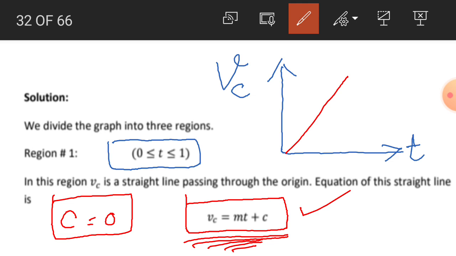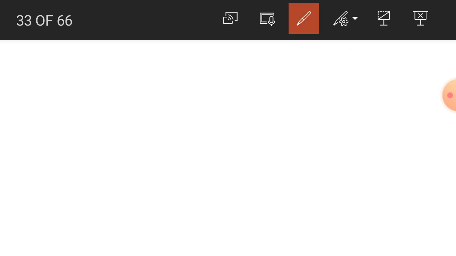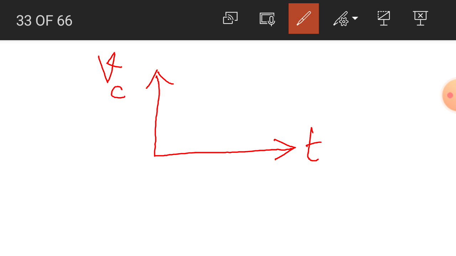What we are going to do, we are going to find out the slope of this straight line in region number 1, which is represented by m. So let us calculate the slope of this straight line. Let me draw the straight line once again. We have time along the horizontal axis, and we have voltage across the capacitor along the vertical axis. In region number 1, we have got a straight line which passes through the origin.